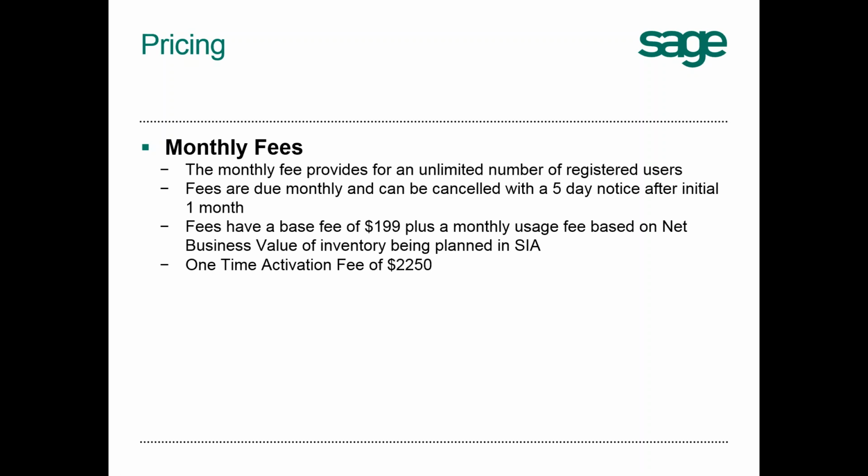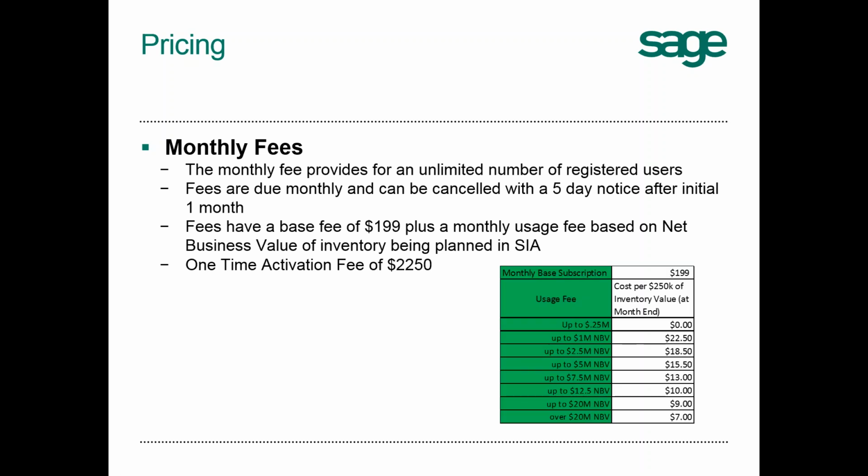Then there is a month-to-month subscription, and it's based on two components. There is a base fee of $199, which covers the first $250,000 of inventory you're planning in Inventory Advisor. Then we have what's called a value fee, which is based on a rate for every additional $250,000 of inventory you're planning in the tool. And that's how we keep this scalable across our smaller and larger customers. So if you had $1 million of inventory, you would be in the $22.50 rate for every $250,000.